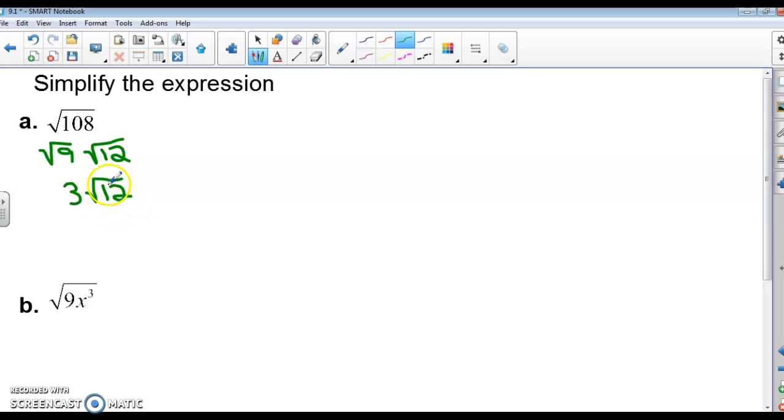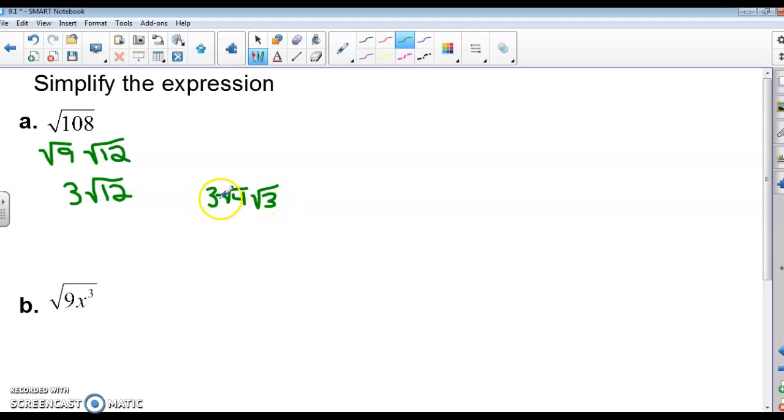So are there any perfect squares that go into 12? So remember again, perfect squares are 4, 9, 16. Obviously 16 is too big, so do 4 or 9 go into 12? Yeah, 4 does, right? So 4 goes into 12 3 times. So I'd have 3 square root of 4 square root of 3.